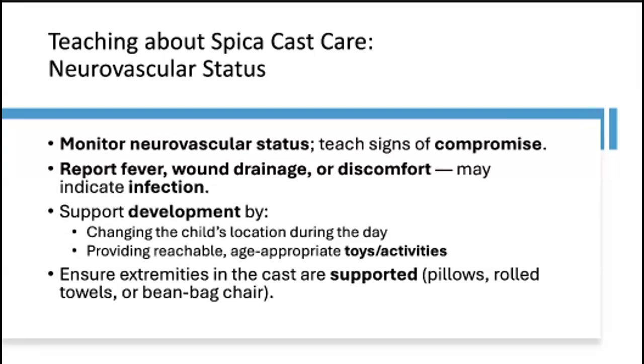So, promoting positioning and development, we want to encourage the family to provide environmental and developmental stimulation, moving the child to different areas during the day, placing appropriate toys within reach, and offering age appropriate activities. We want to ensure the extremities in the cast area are supported at all times, using pillows, rolled towels, or a beanbag chair for support. And again, this is a hard cast that will require a special car seat if they're taking them on a car ride.